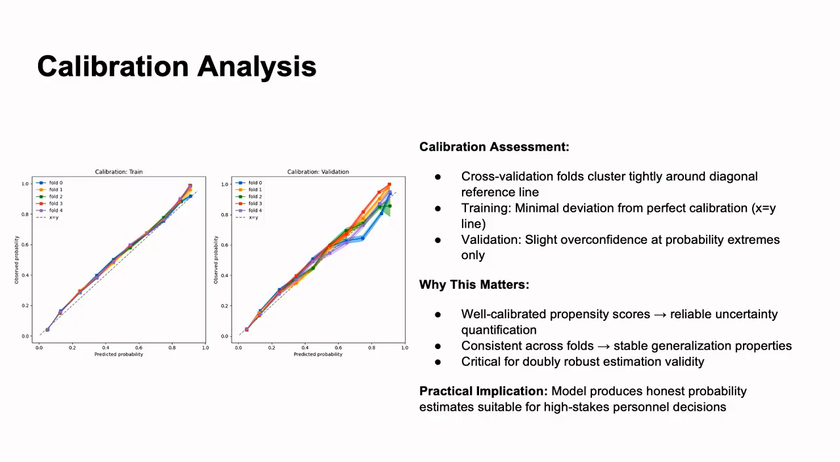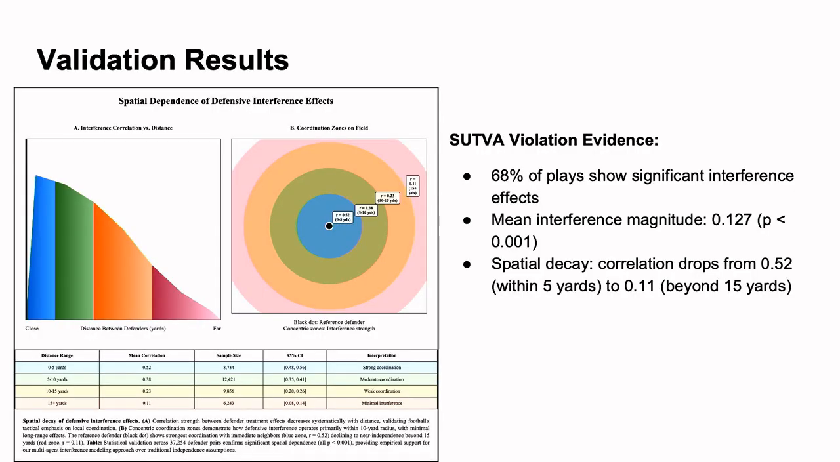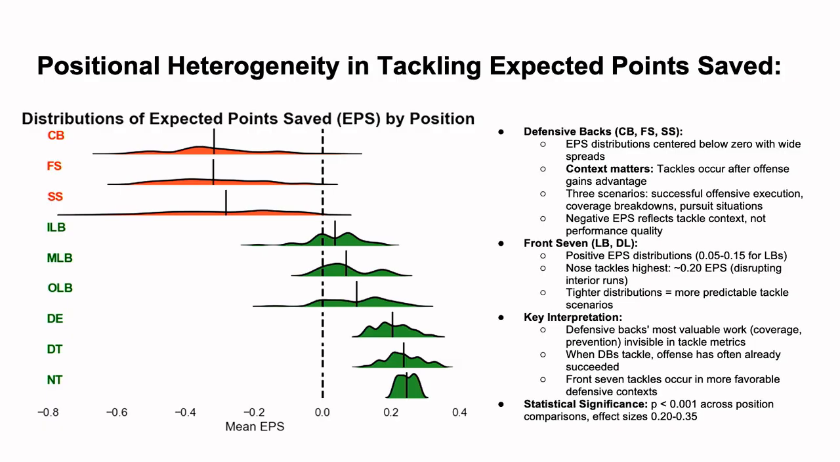If you could go back to the slide with the different positions. In theory, if a cornerback or a safety is making a tackle, the other team has probably already gotten past the line of scrimmage. So how do you think about that in this EPS context?